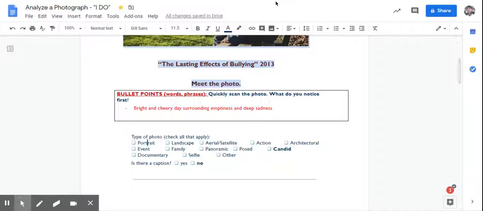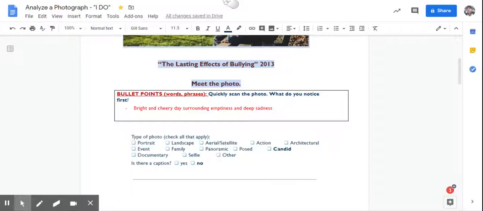Let me go over here. Not that one, not that one. Bear with me. Oh, here we go. This is an example of a portrait. A portrait is a likeness of a person's face. We see that in that example there.